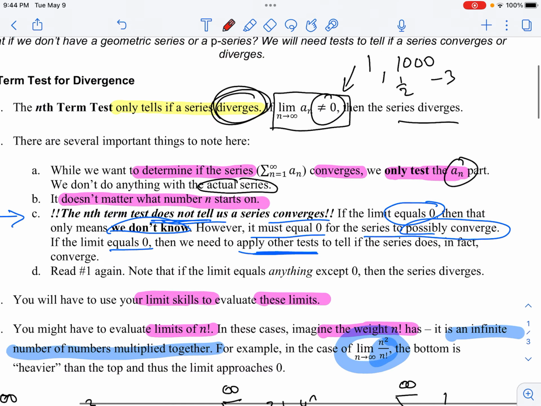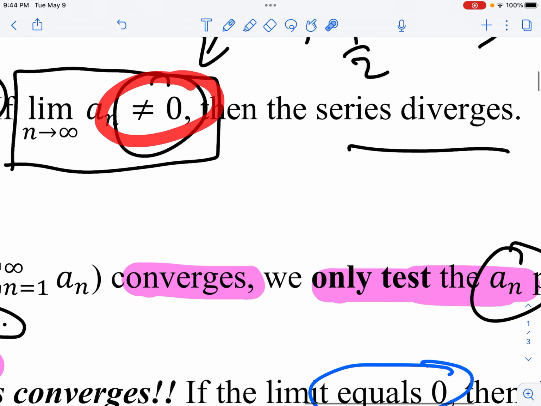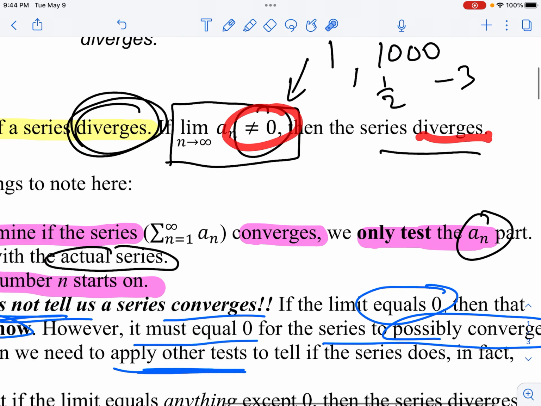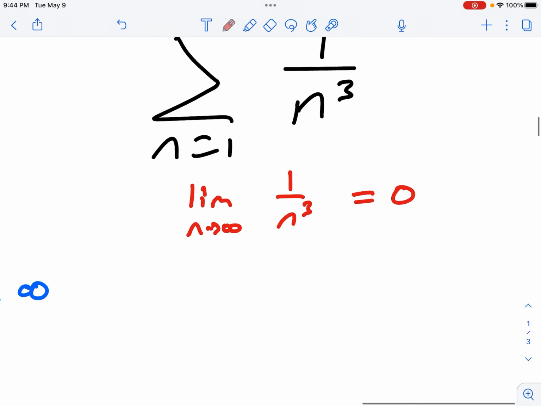Well, the nth term test just says right here, if the limit isn't 0, then it diverges. But we got 0. So what's most important is that you don't say it converges. You just say it is inconclusive. Or, you know what? That's actually pretty bad of me. I should not use the pronoun "it." So let me say the nth term test is inconclusive, and I'm going to run out of room to squeeze that in there.